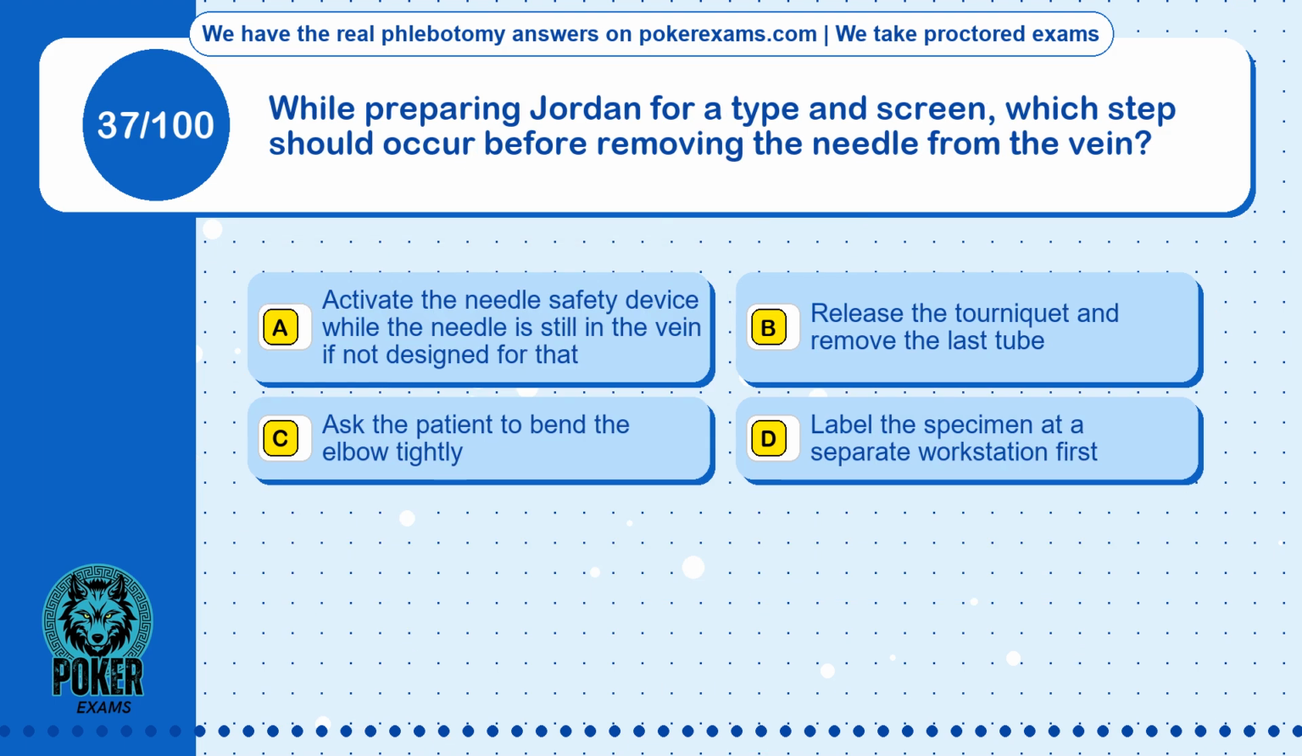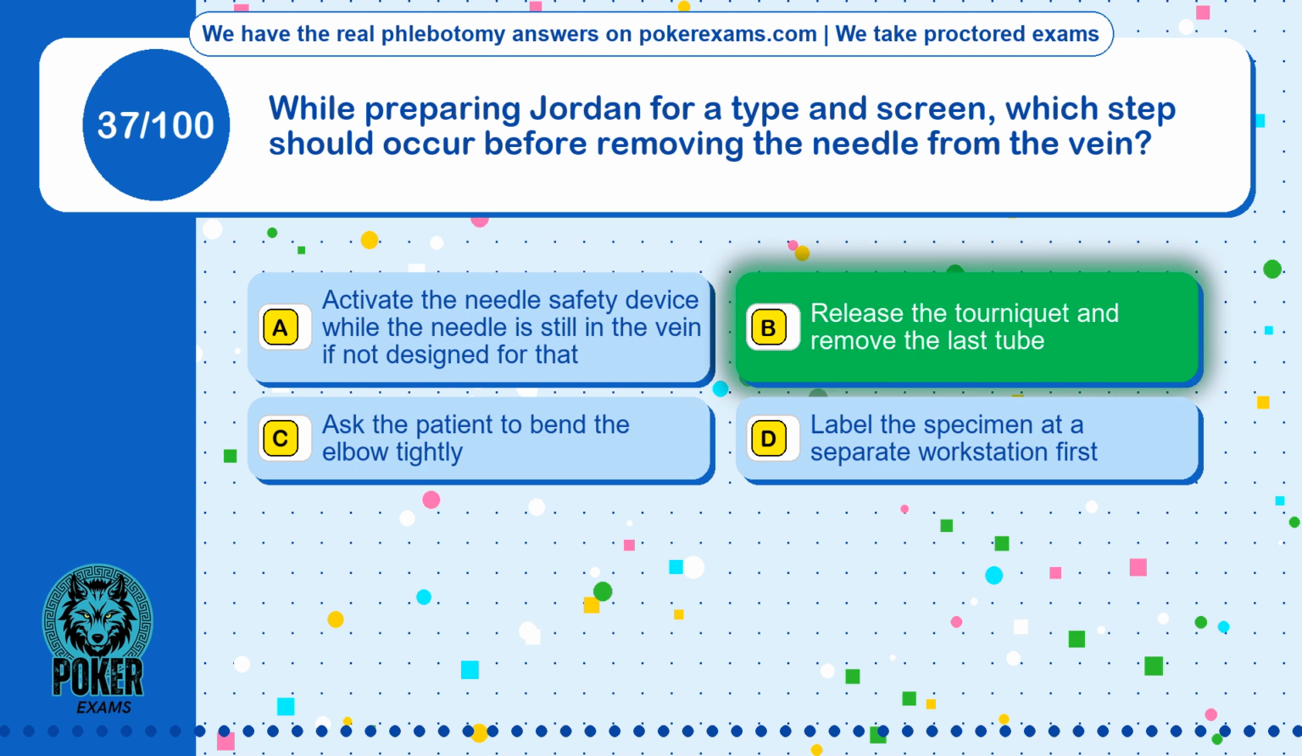Question 37. While preparing Jordan for a type and screen, which step should occur before removing the needle from the vein? Option A: activate the needle safety device while the needle is still in the vein if not designed for that. Option B: release the tourniquet and remove the last tube. Option C: ask the patient to bend the elbow tightly. Option D: label the specimen at a separate workstation first.